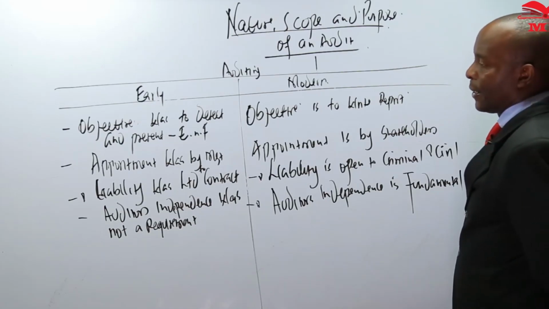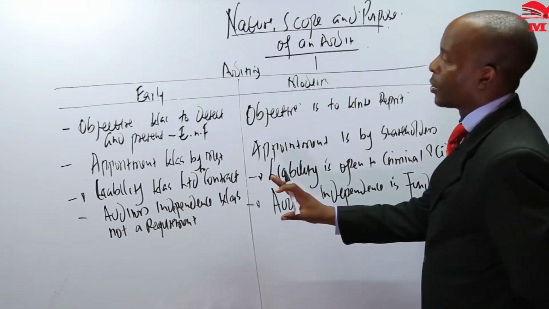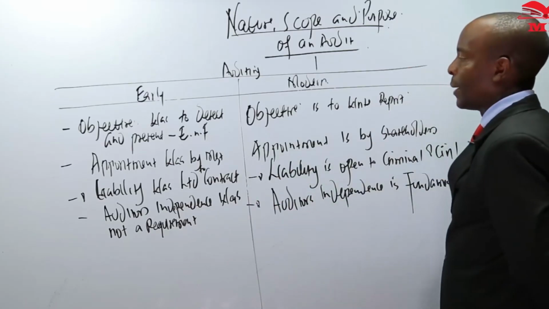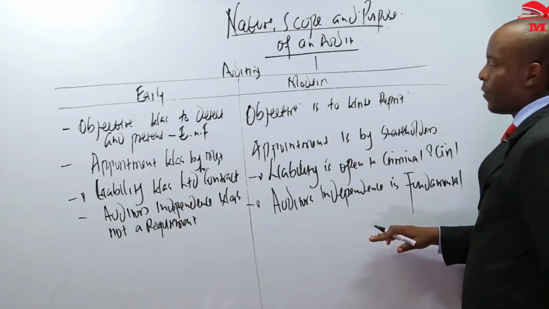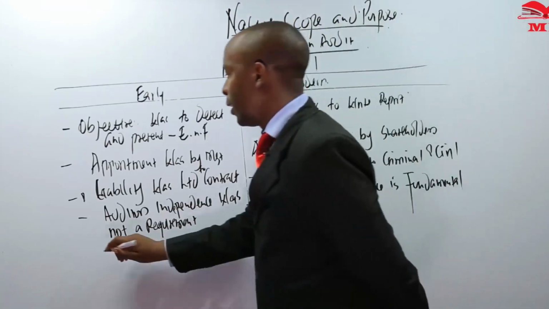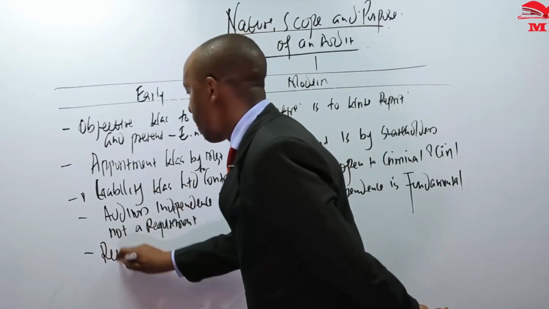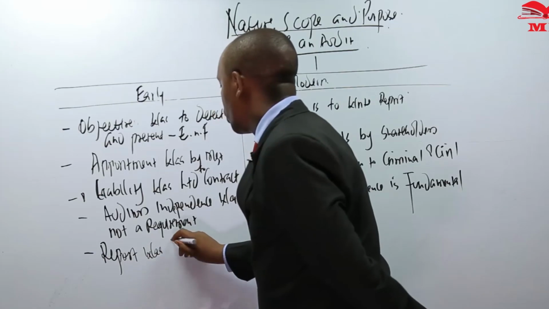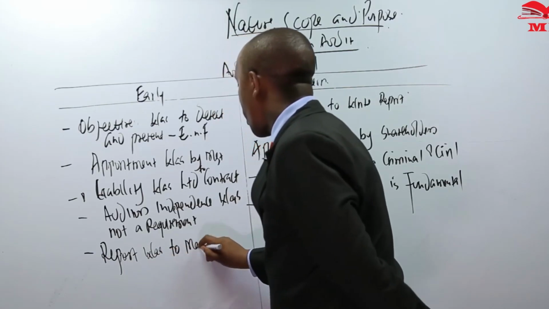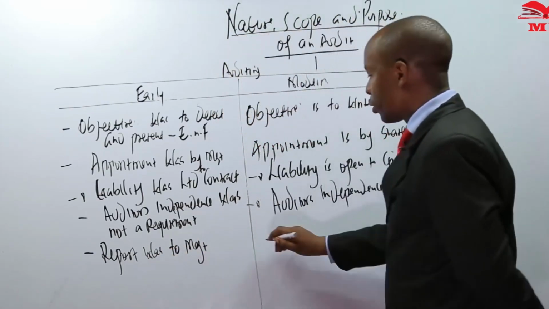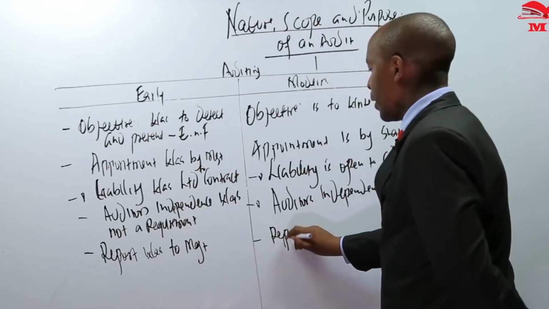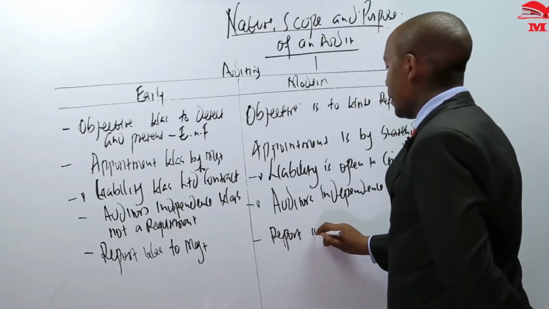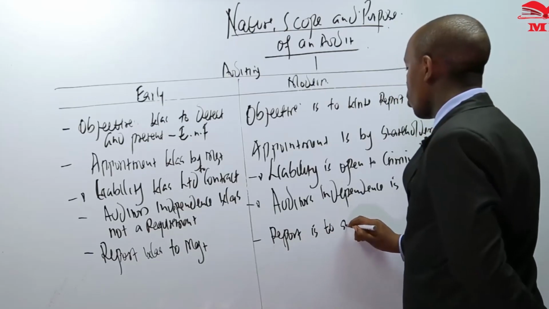Something else that I had said earlier on is that the report was addressed to the management of the company. The report here is addressed to the shareholders. So you can say report was to management. Report of today is to who? To the shareholders. Report is to shareholders.